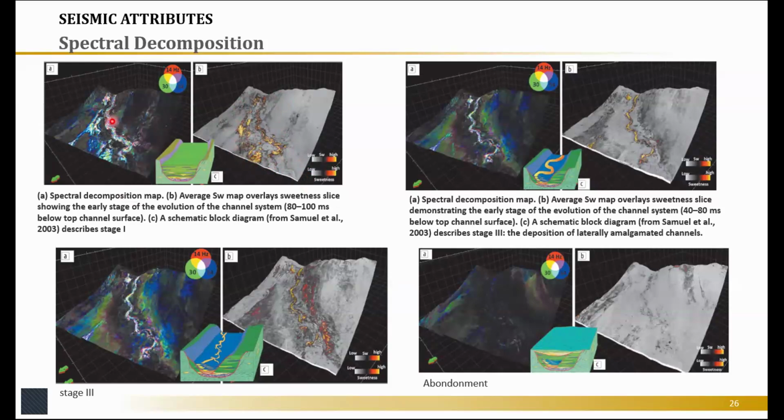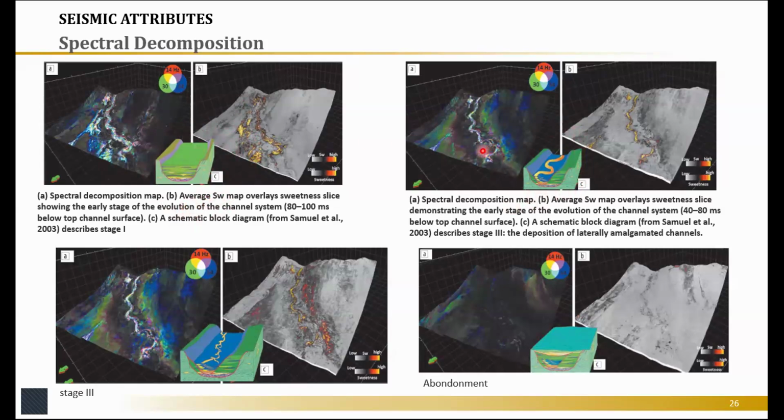So you will be able to see, this is a channel, right? This channel here can be yielded from the spectral decomposition. When you use the slice here from the sweetness, because we also use the water saturation together with the sweetness, you see this part becomes not bright. Maybe this is water bearing, but other parts still have the bright. So this channel is filled with hydrocarbon, okay? And this is a geological schematic block diagram for the stage of that channel. This is the first stage.